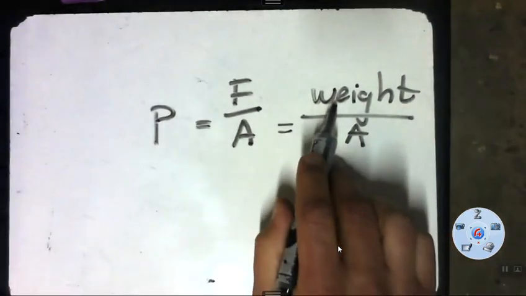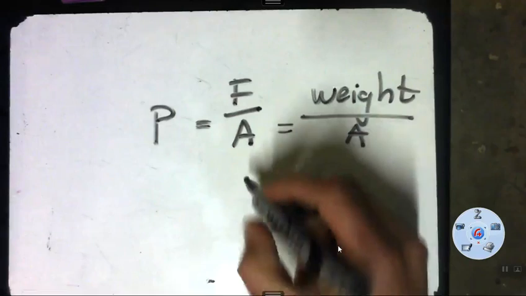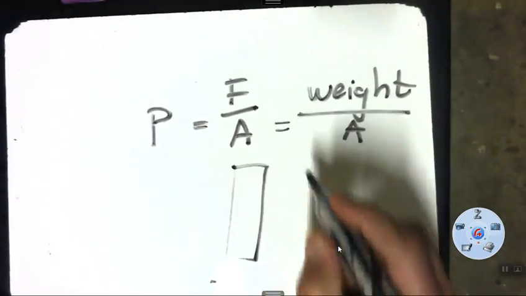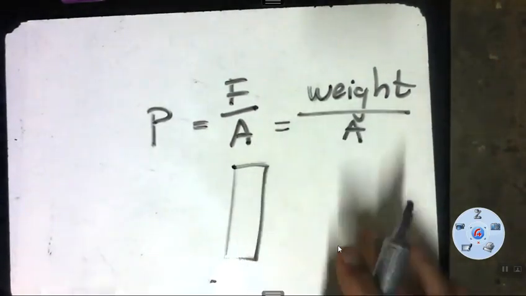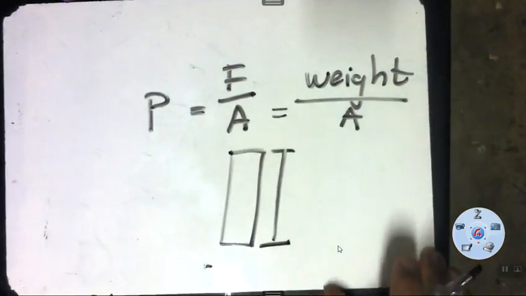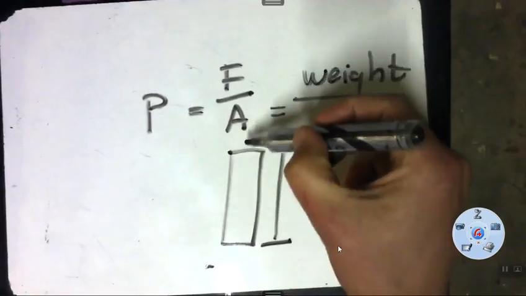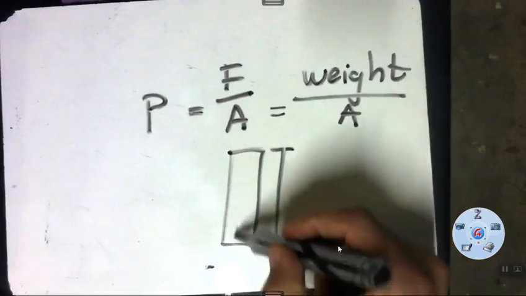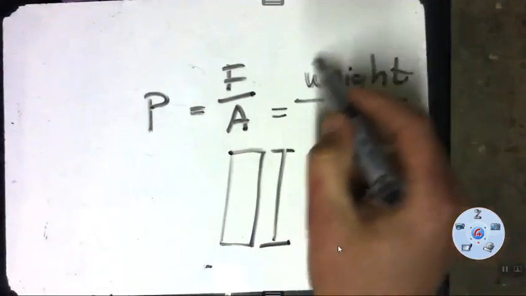The height also affects the pressure, because the weight depends on how deep I am. How deep I am under the water determines how much water is above me or how much honey is above me, which influences the weight.